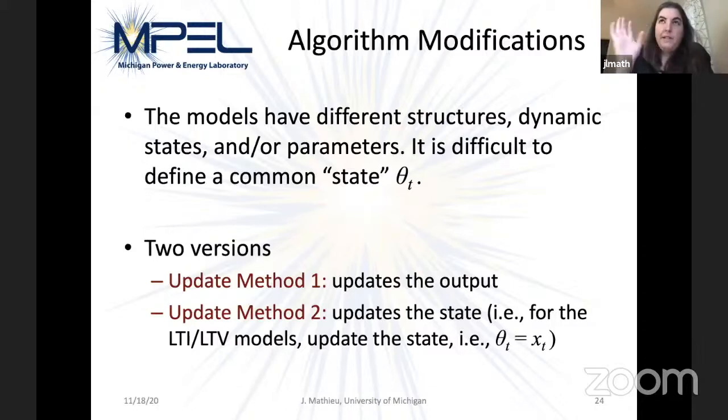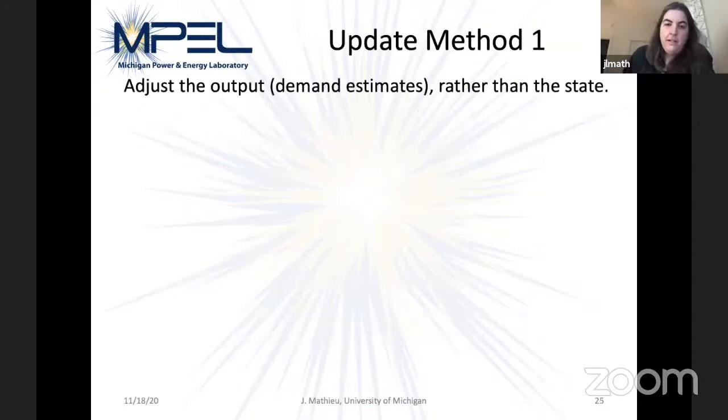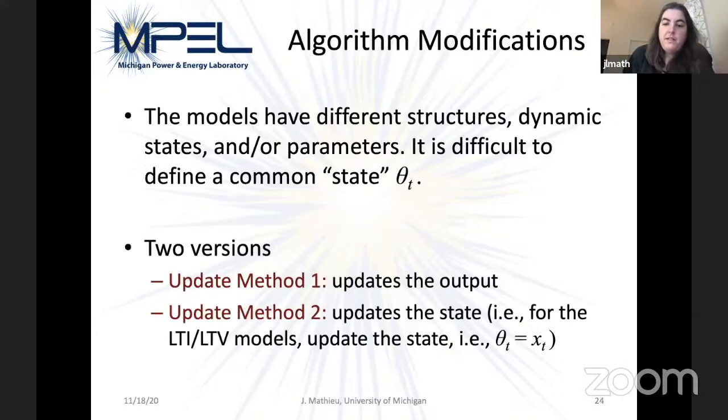But because there's no common state amongst all of our models, we had to update the method. So we created two different ways of modifying this algorithm. One is to use the algorithm to update the output, and one is to use the algorithm to update the state, where we define the state differently for each model. This is a subtlety that ended up causing a lot of trouble in just understanding how you could apply these types of algorithms to problems where you didn't have the same notion of the dynamics. But that's ended up being what we worked on quite a bit to make this work. So update method 2 that I show here is basically just using the algorithm as it is to update the state.